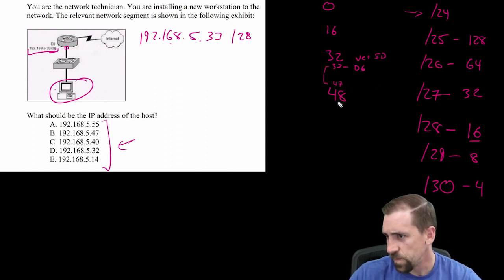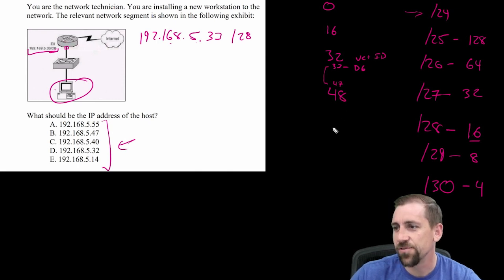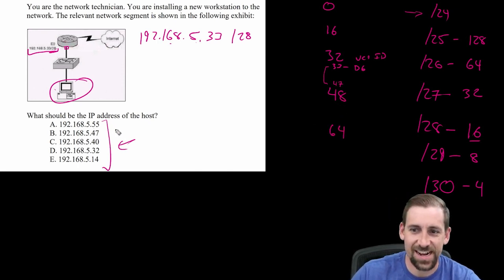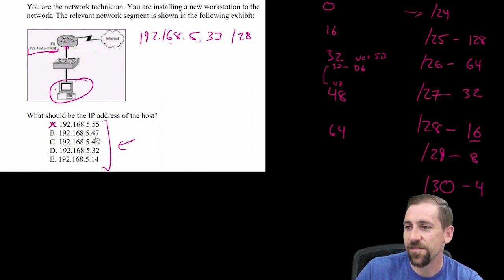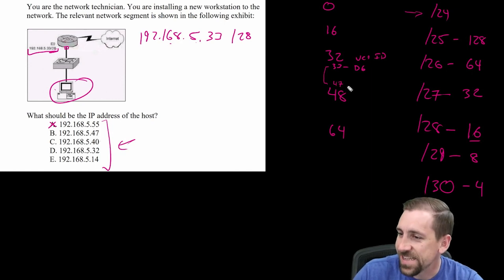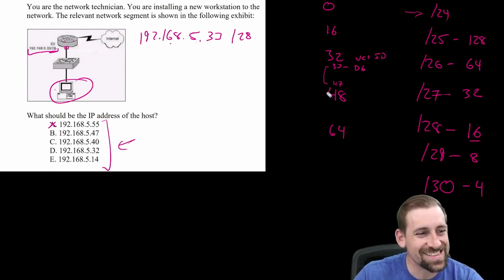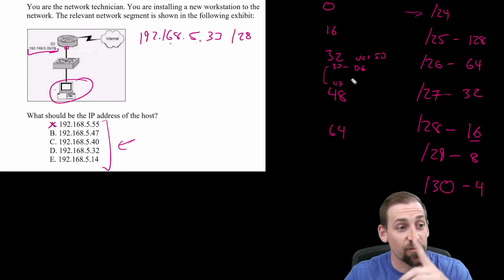48 through 64, it's actually going to exist in the next network up. So this is not valid in this network that was described to us here. 192.168.5.47. 47 is the last address in this space. This is actually a broadcast address for that network.